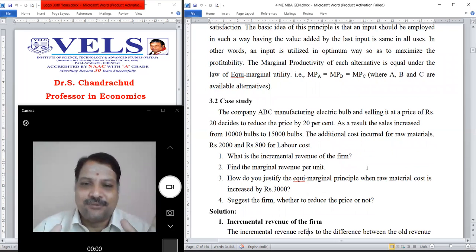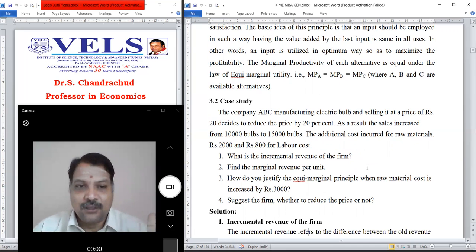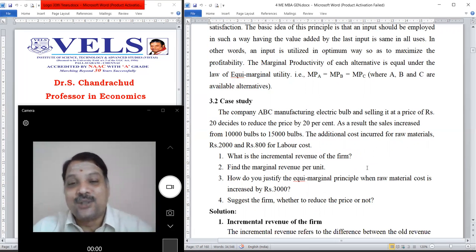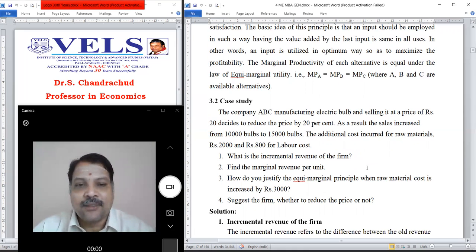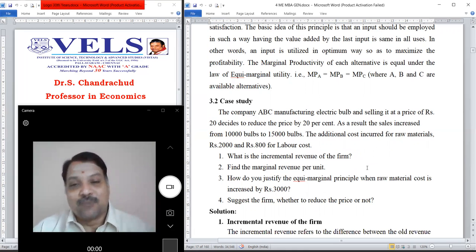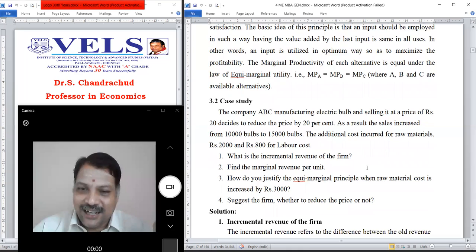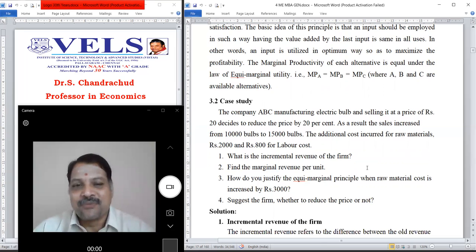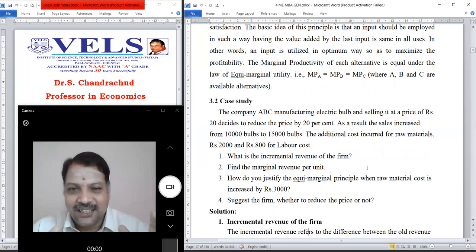A company ABC is manufacturing electric bulbs, and the price of a bulb is ₹20. But the management decides to reduce the price by 20%. As a result, the sale increased from 10,000 bulbs to 15,000 bulbs. That is, when the price is 20, the manager is able to sell 10,000 bulbs. When the price is reduced by 20%, the number of bulbs sold is 15,000. For that, the additional cost incurred in the raw material is ₹2,000 and additional labor cost is 800. This is the given situation.